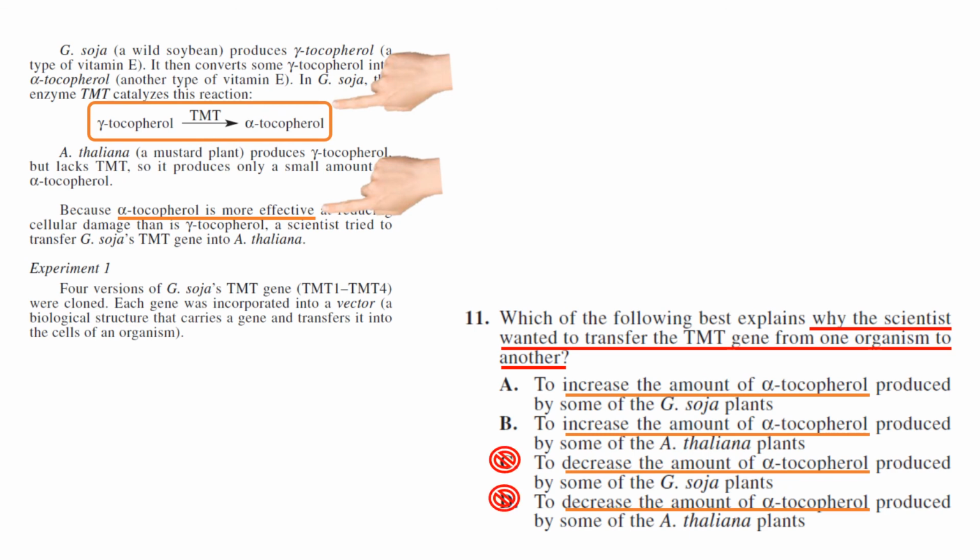So we can eliminate choice C and D, which are both decrease. And now we're looking at in which plant do we want this to occur? The soja plants or the Thaliana plants? And we see in the reading, they're trying to get it into the Thaliana, so our answer has to be B.